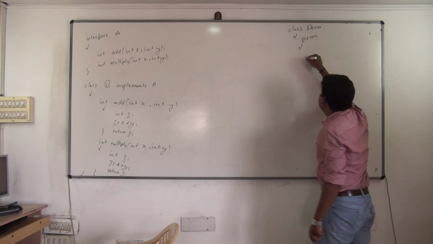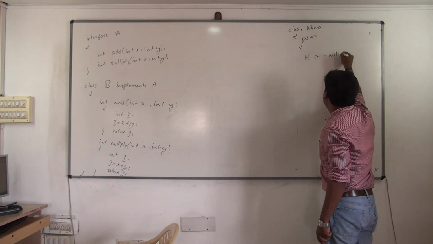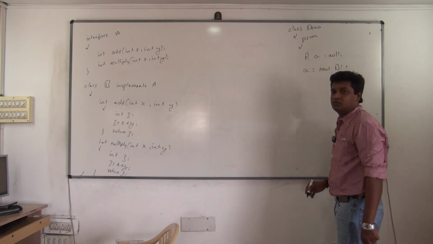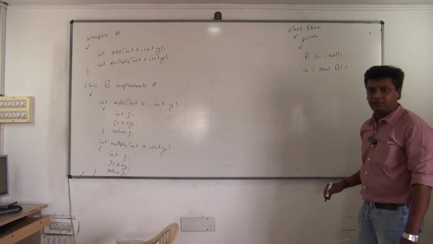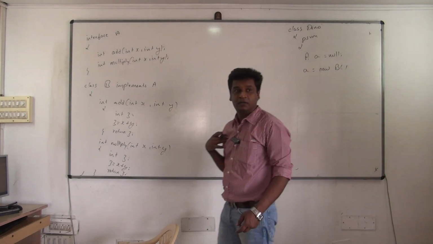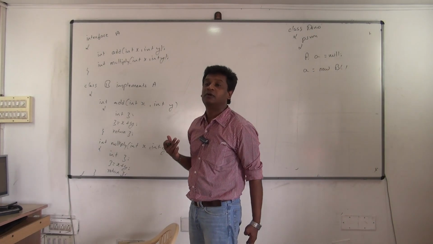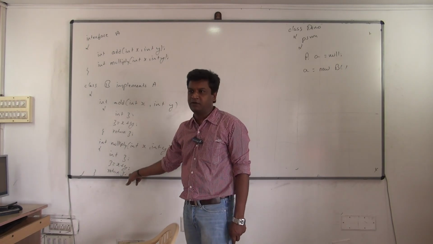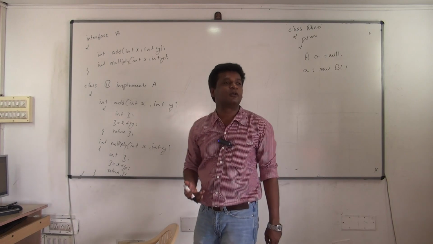PSVM, see this. A is equal to null. A is equal to new B. Valid code. Whose object is created? Your object. Nice interface I wrote, and I set the standard for you to complete the implementation. You have completed the implementation here. I'm not saying no, and I'll use your work with your code now.